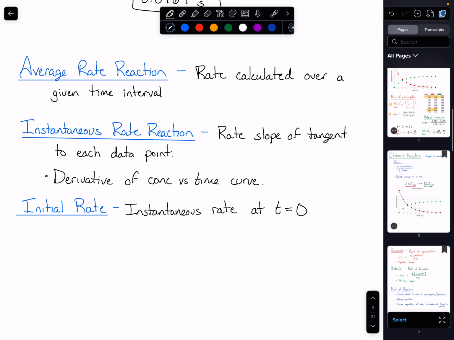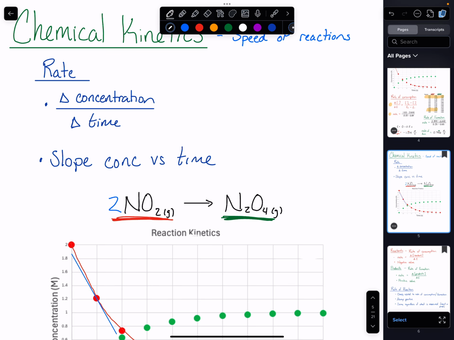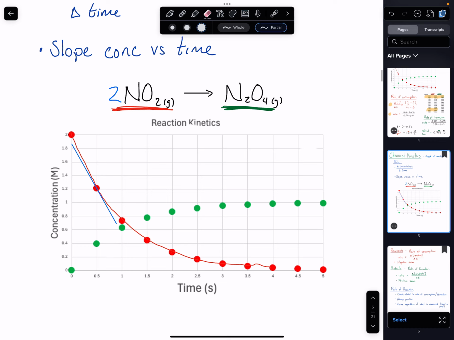Okay, so again, just going back here visually, what would our instantaneous rate, what would our initial rate be? If I took that very first time point and drew my tangent line to this curve, that would be the instantaneous rate of our reaction, when the reaction is going its absolute fastest, right at the beginning. That's the initial rate of the reaction.